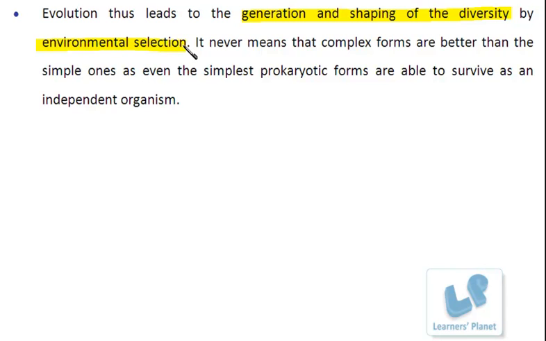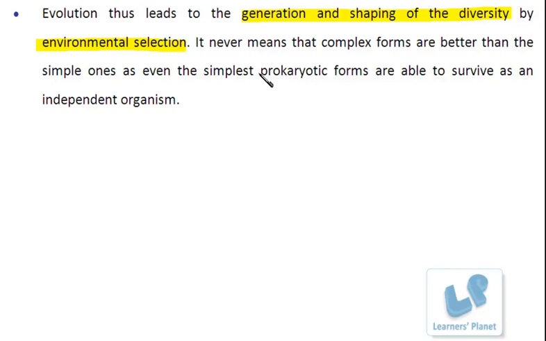Although variation is leading to the changes in the characters, whether it is suitable for the existing conditions or not will decide the survival of the organism. And such a process in which the environment is actually selecting, the nature is selecting the best fit organism, that process is known as the environmental selection, or natural selection.